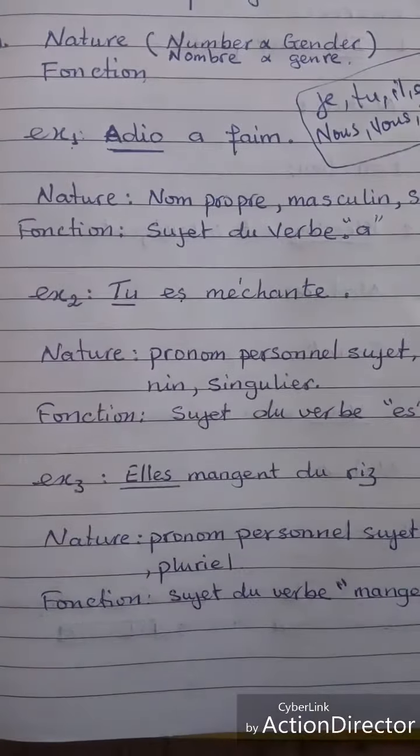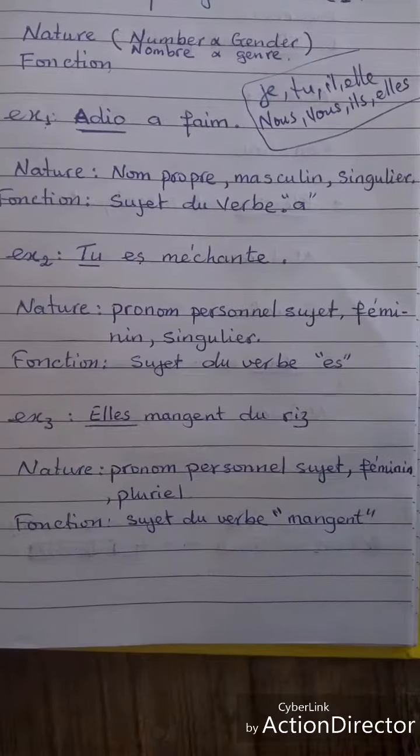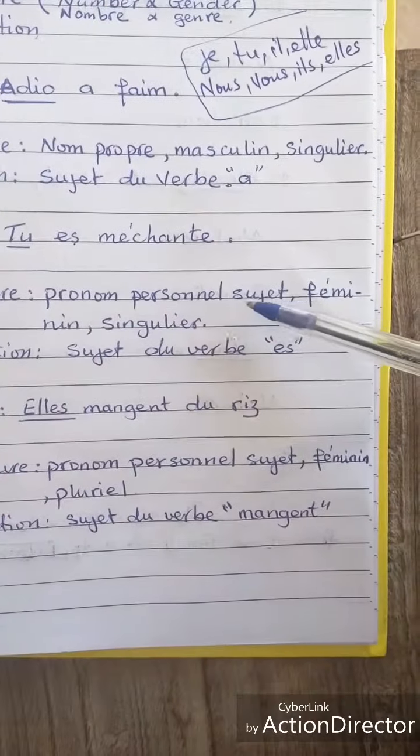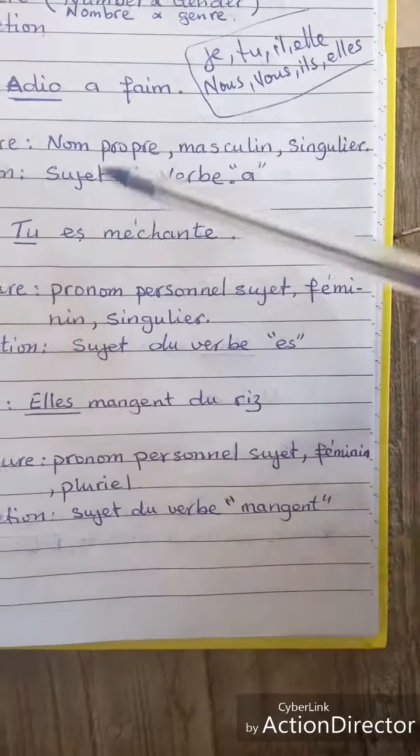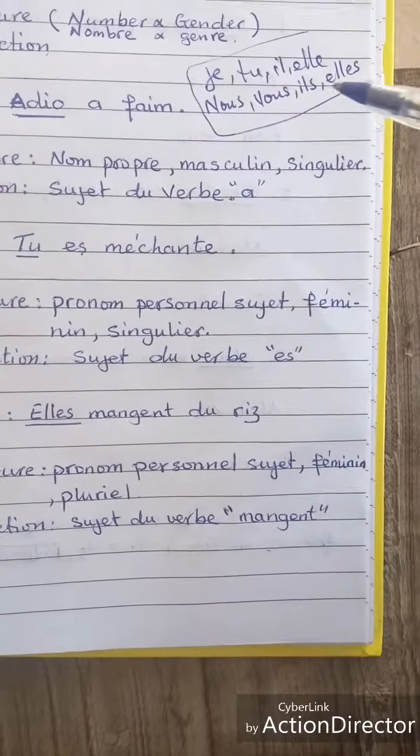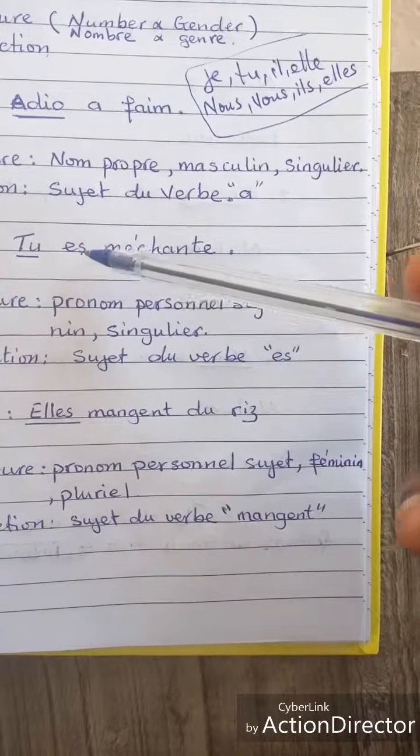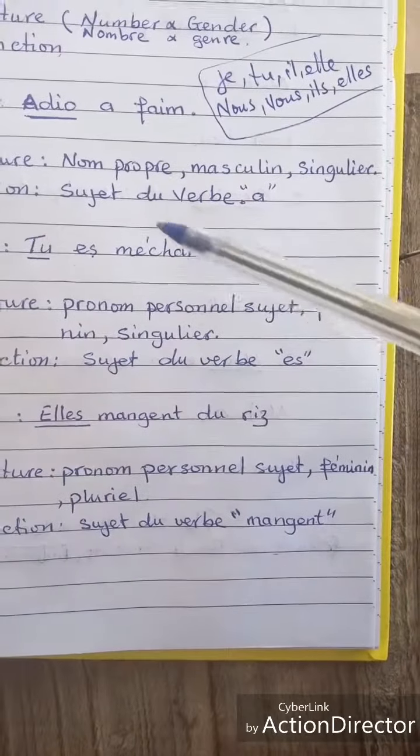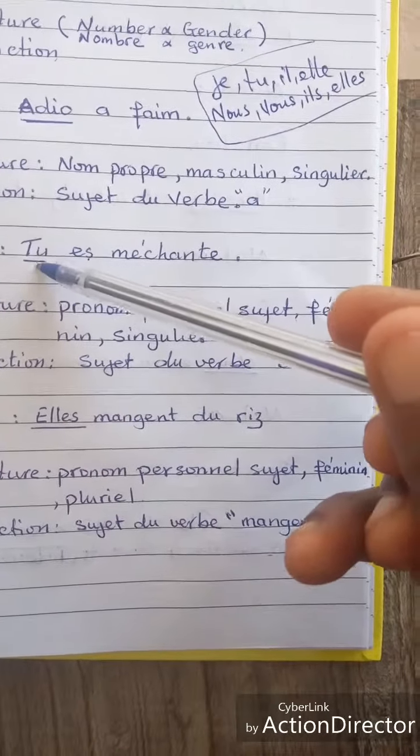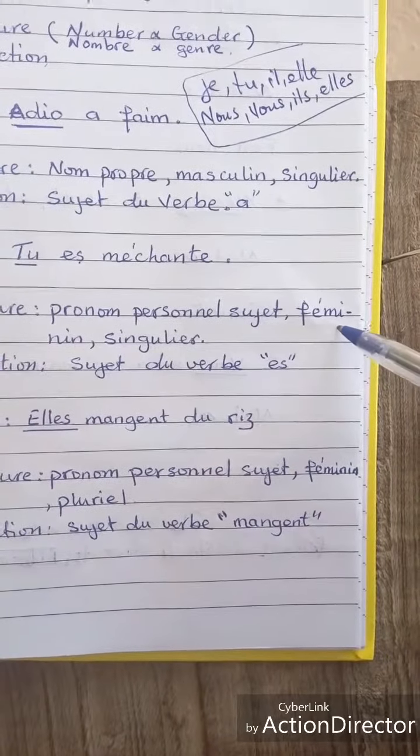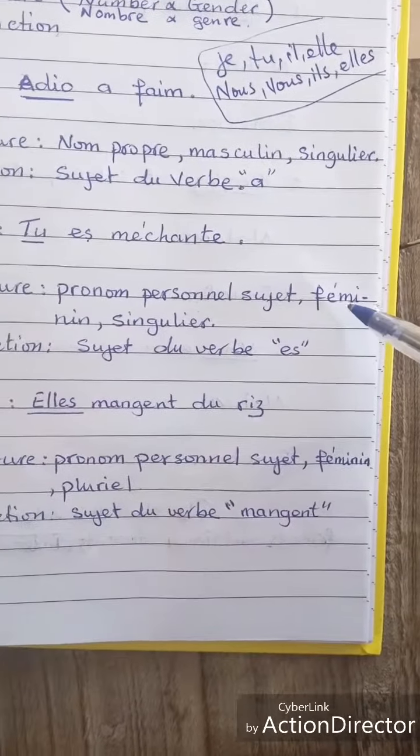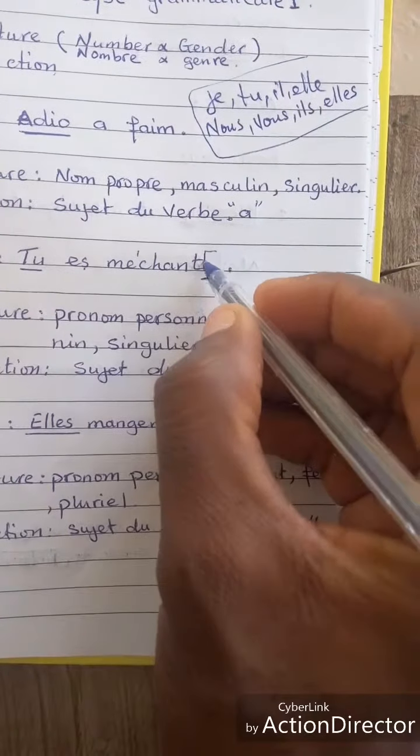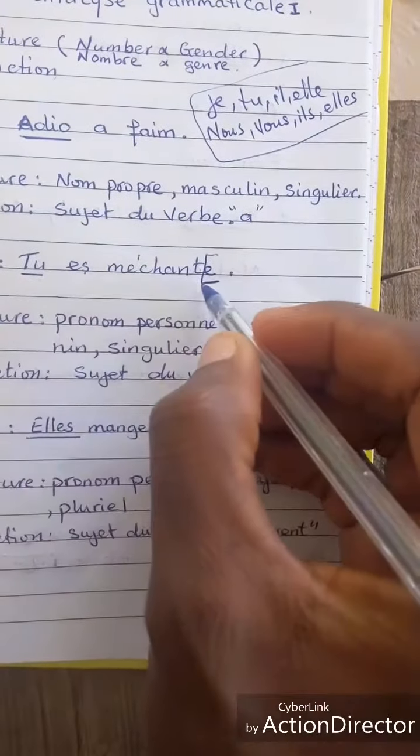We told you that the nature comprises three elements. The first one is the nature itself, pronom personnel sujet, because tu belongs to this family. And this family, we call it pronom personnel sujet because it behaves like the subject. Now, the gender of tu here, we wrote féminin. And the reason why we wrote féminin, if you see here, they did not say tu es méchant.